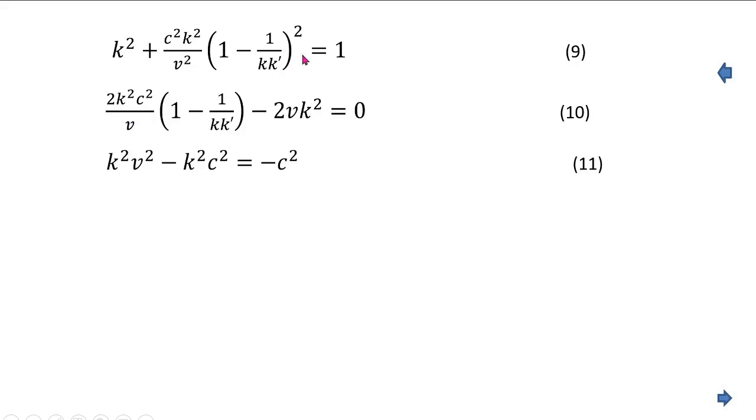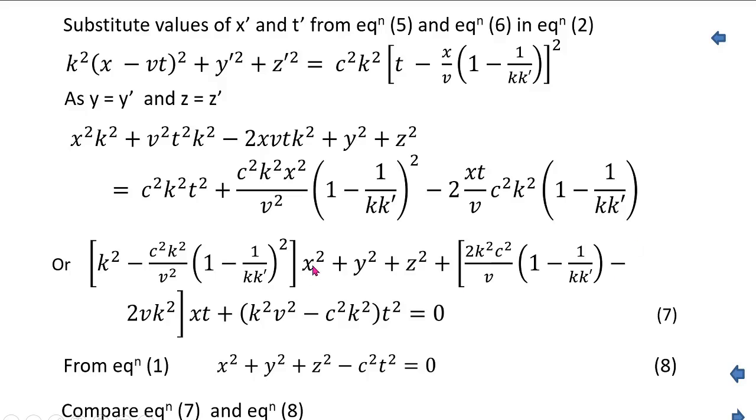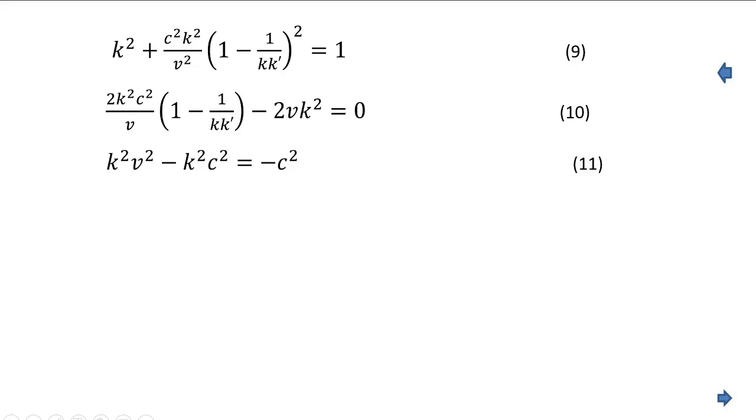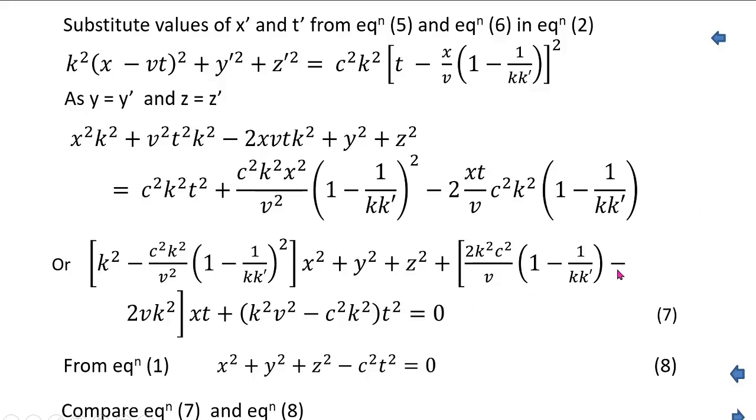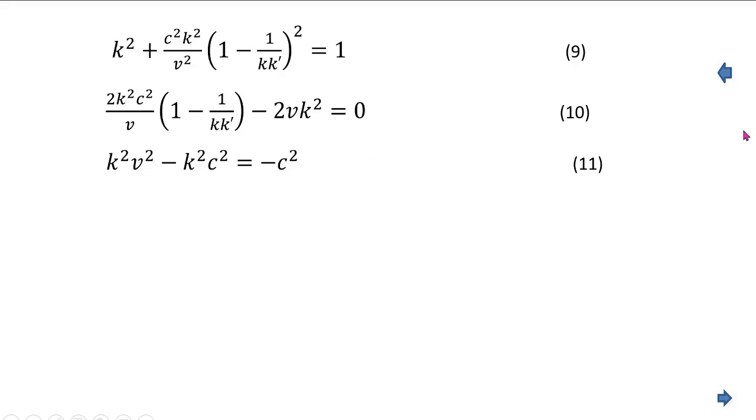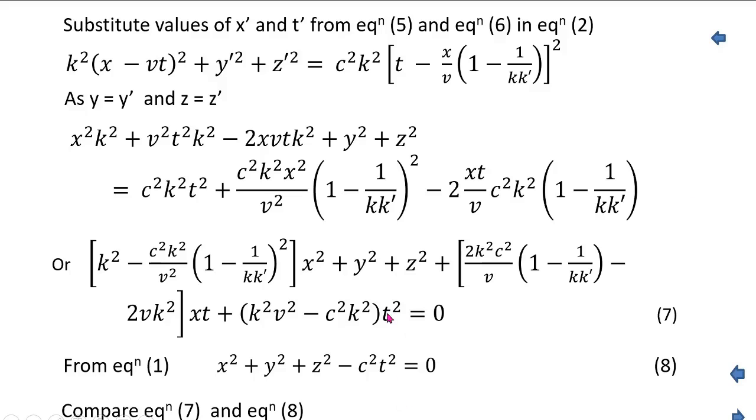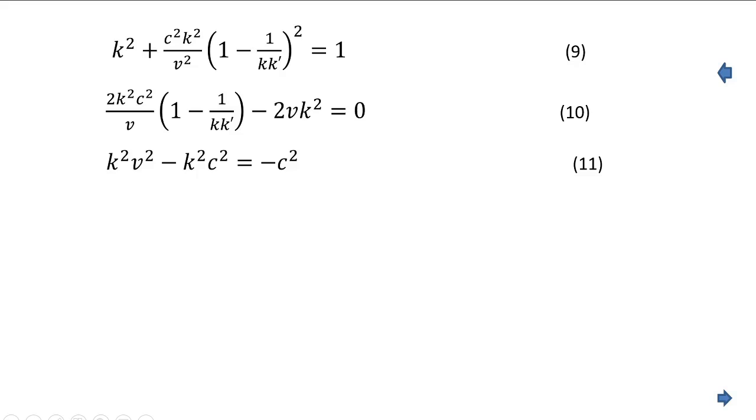In this way, these three terms. This is the first term, which is the coefficient of x square. This coefficient of x square is equal to 1. This is the first equation. Then this second term, the coefficient of xt. There is no xt term here, therefore this coefficient is equal to 0. This is the second equation. And this third term is the coefficient of t square. Here the coefficient of t square is minus c square. Therefore k square v square minus c square k square is equal to minus c square. This is the third equation. This way, these three equations.